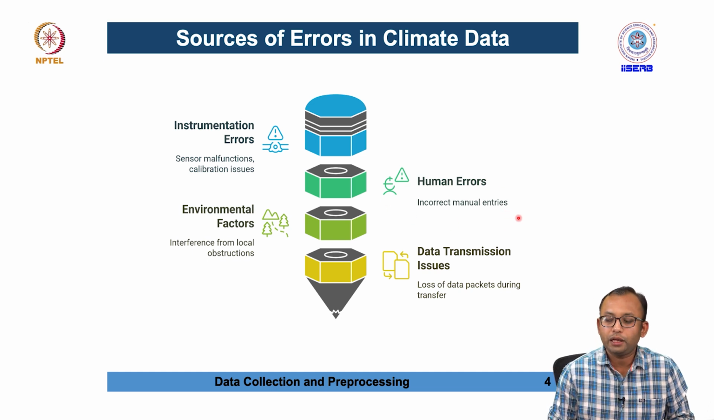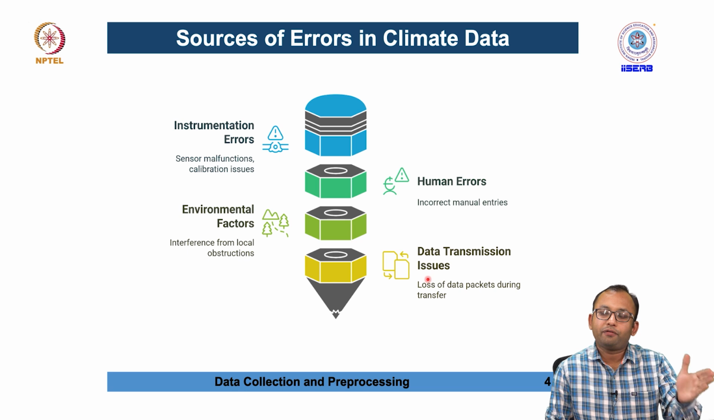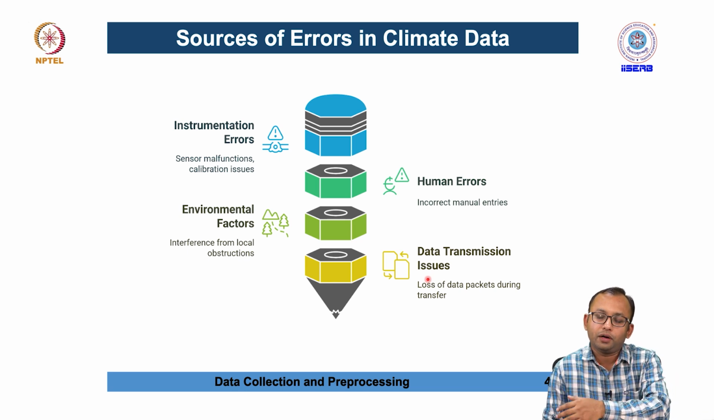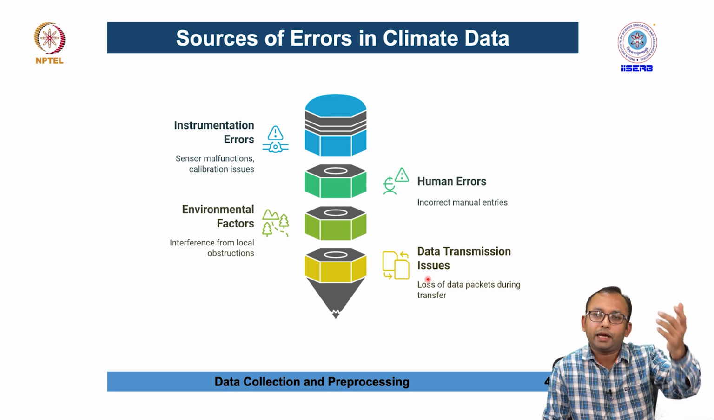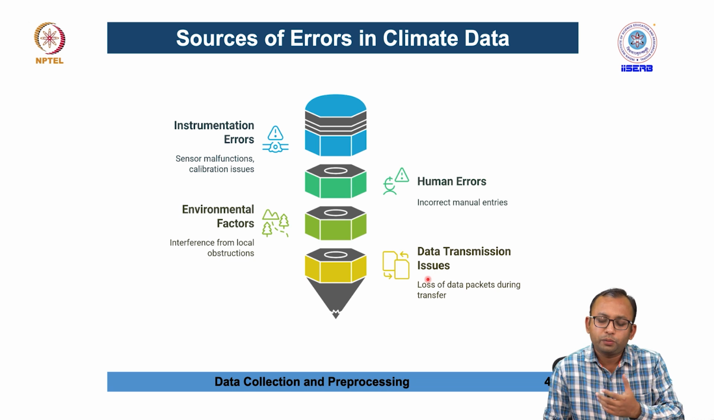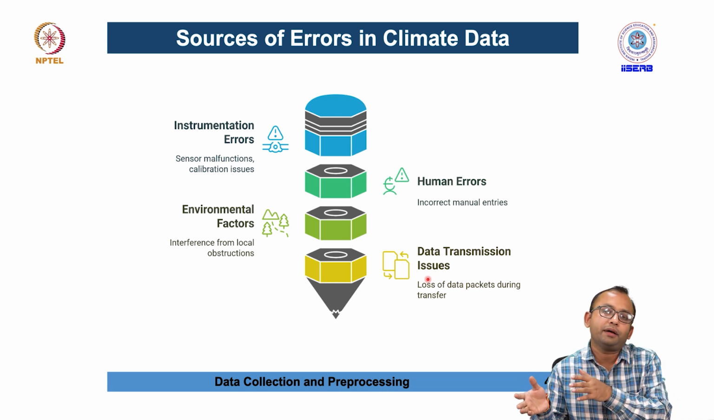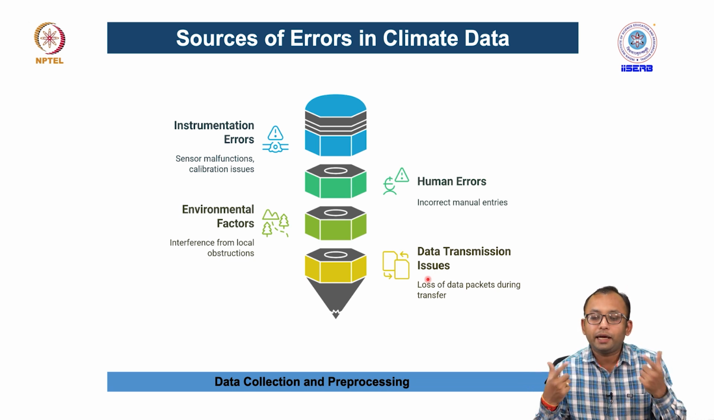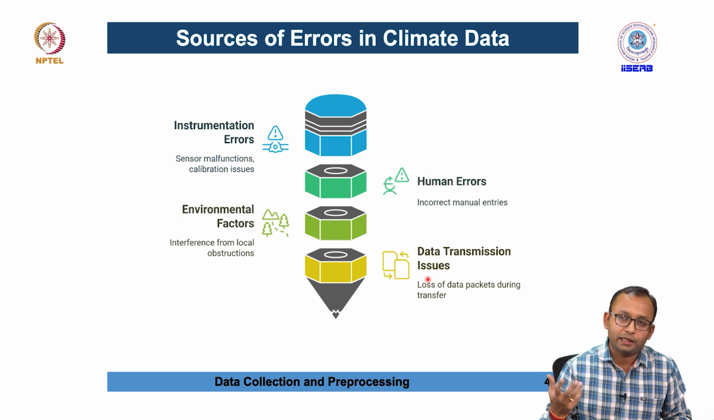That is also possible, and that can be a random error in the data analysis part. Then we also have some sort of data transmission issue. Suppose we are transmitting data from one device to another, or from one location to another, or retrieving data from a satellite to ground observation stations. It is possible that some loss of data might occur, and that might create some errors in the data collection processes.